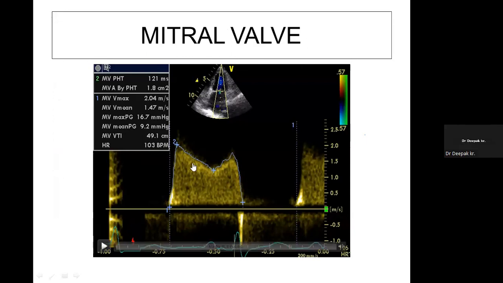Correct. You drop a line. That will give the pressure. This is the peak of the pressure. This is at the rock bottom of the pressure. And then the A wave comes. So the pressure half time: how much time does the pressure take to drop to half? The machine will tell you.